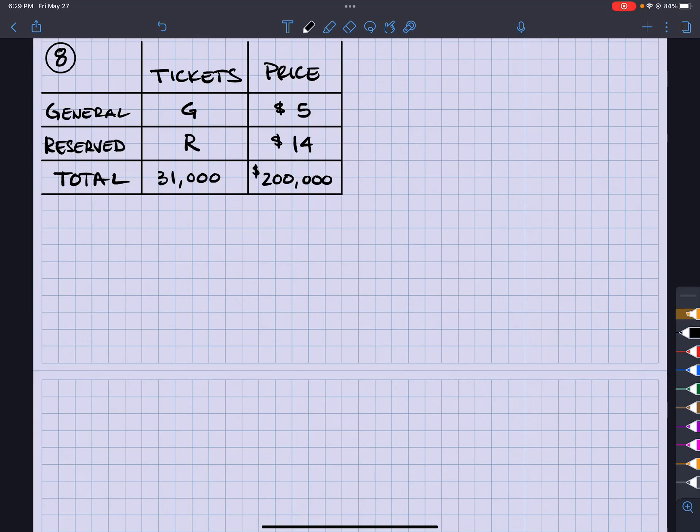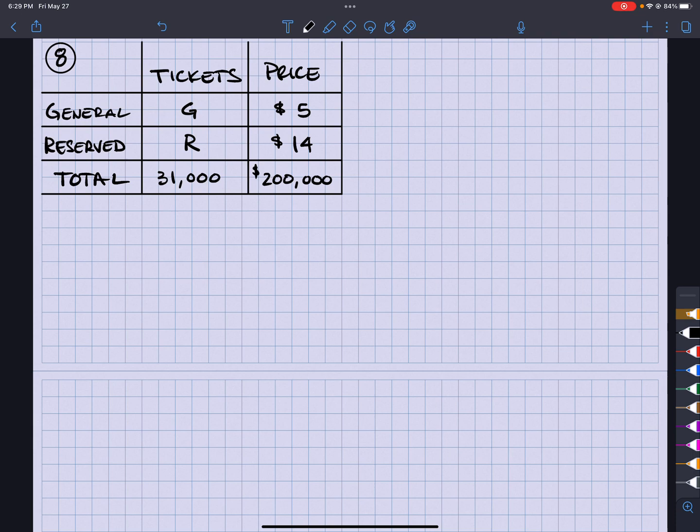So what we got here is a word problem about a ball game where the general tickets are $5 and the reserve tickets are $14. What we sold was 31,000 tickets and we made $200,000. So what we want to know is how many general admission tickets were sold and how many reserve tickets were sold.